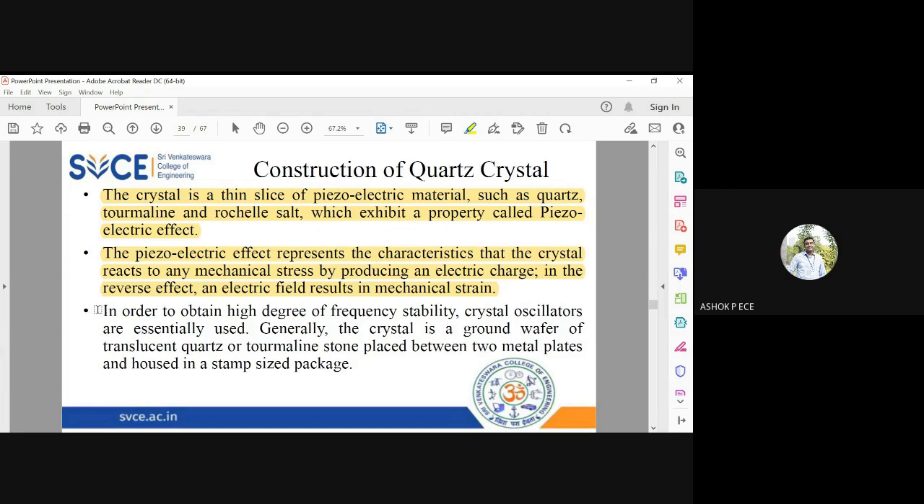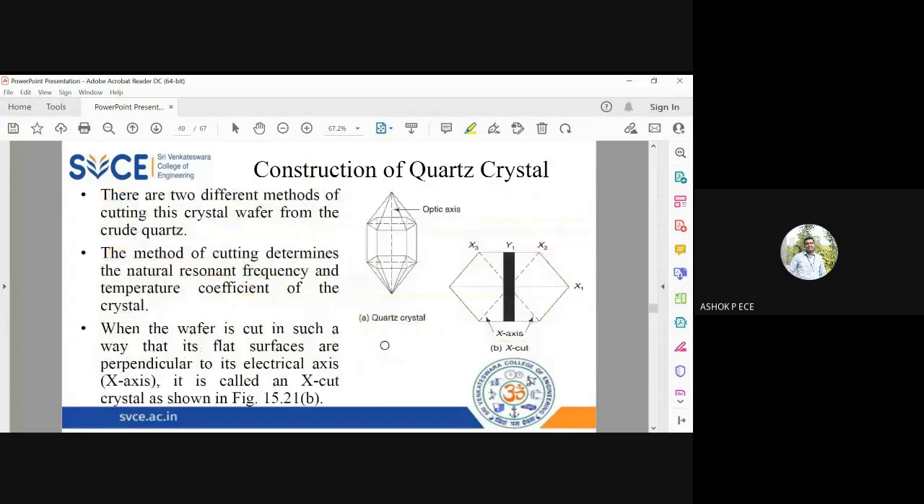So where is this crystal oscillator used? In applications where a high degree of frequency stability is required. Even if I use this crystal oscillator for 10 to 15 years, my frequency of oscillation F naught should not change. So in those applications, I'm going to go for crystal oscillators. Generally, a crystal is a ground wafer of quartz or tourmaline, which is placed between two metal plates. So I'm going to place the crystal between two metal plates.